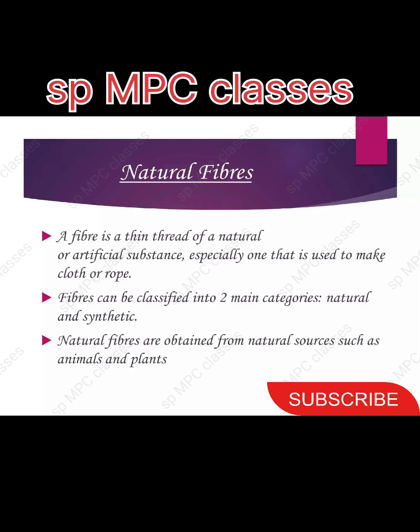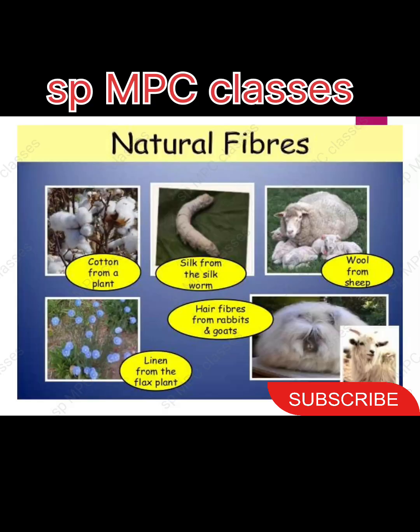Natural fibers means which we are getting from plants and animals. Generally, we people are having fibers. Fiber is nothing but a thin thread of a natural or artificial substance. So you should remember that fibers are of two types, two categories: natural fibers and artificial fibers.